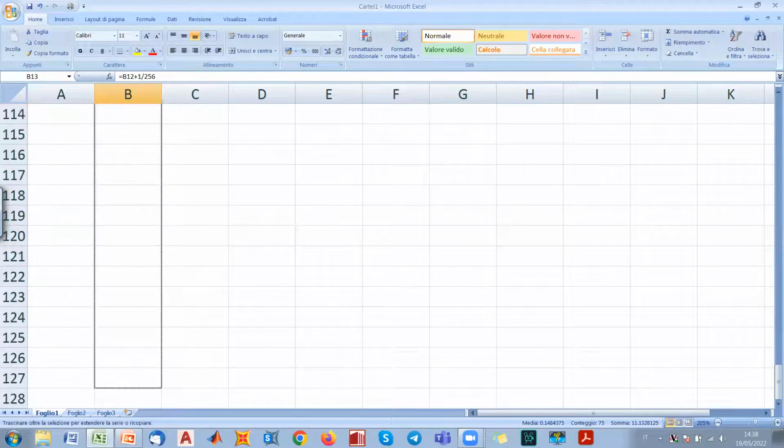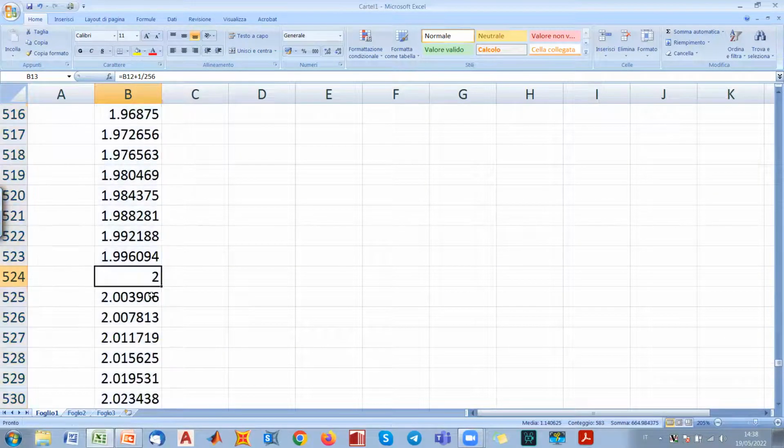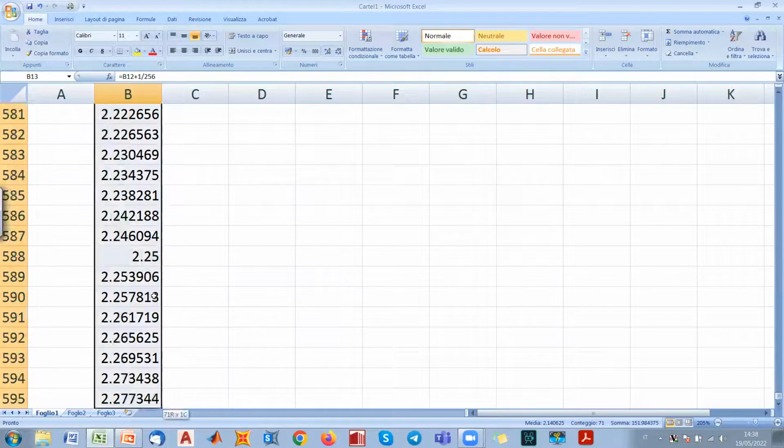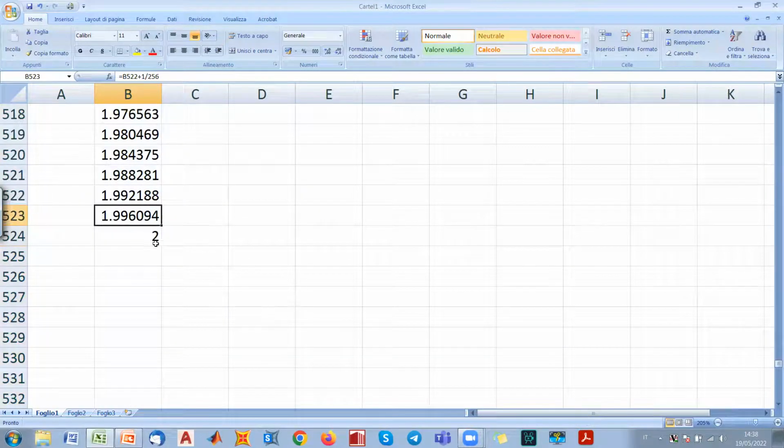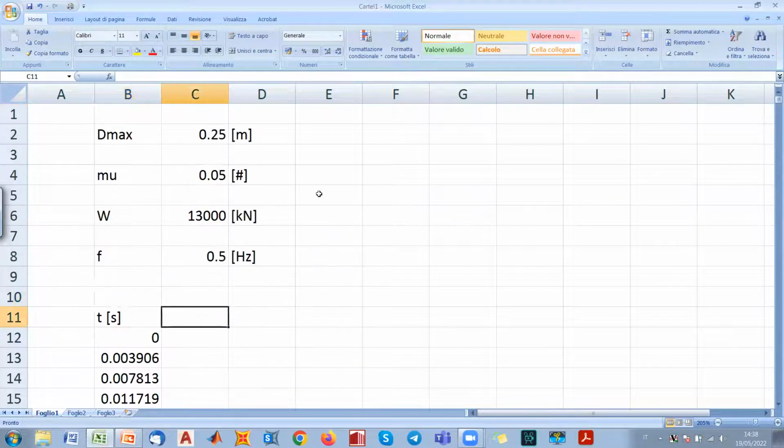Okay, we have a lot of points. We need, you see, now we are at 2. This is 2. Okay. So this is a full cycle. Then we want to also draw the displacement. So this is what I call the U of t in terms of meters.